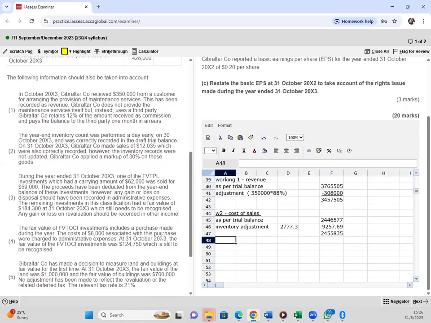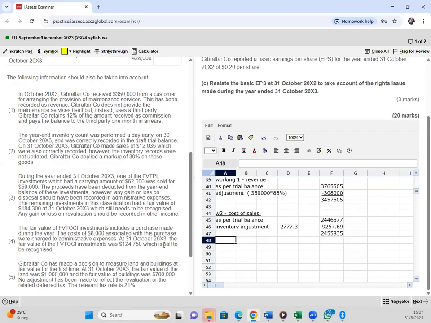So item number 3, during the year ended 31 October 2023, one of the fair value through profit and loss investments. So take note, these are financial instruments. If you have made an investment in a financial instrument, it can be classified as fair value through profit and loss or fair value through other comprehensive income. So item number 3 is about investments in financial instruments.